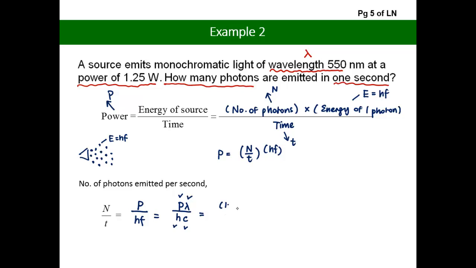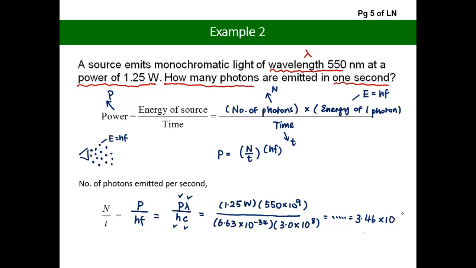So substituting in, I'll have 1.25 watts. Lambda in the question is given in nanometers, so we must remember to convert to meters. Planck's constant we know is 6.63 times 10 to the power of minus 34, and the speed of light from our list of constants is 3 times 10 to the power of 8. Putting this through the calculator, you should get the answer, which is 3.46 times 10 to the power of 18 photons in 1 second. So per second. Okay, done.